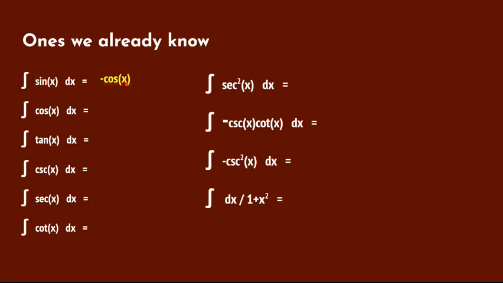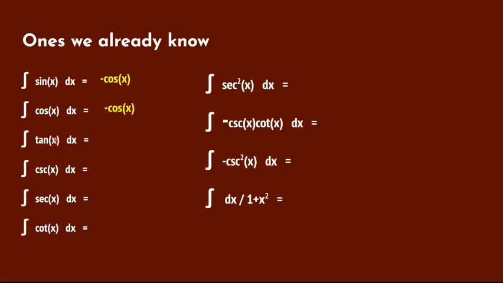Now if you do the antiderivative of cosine, sorry, I guess I copied and pasted that and forgot to change it. The answer will be sine, positive sine, because the derivative of positive sine gives us positive cosine. So sorry about that. I must have just not changed it.